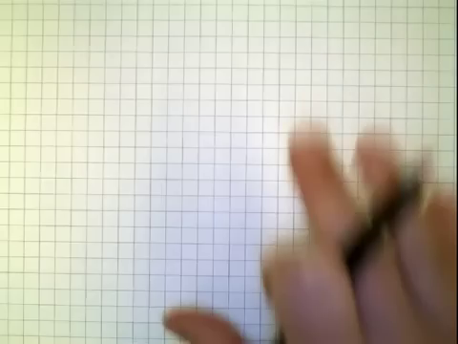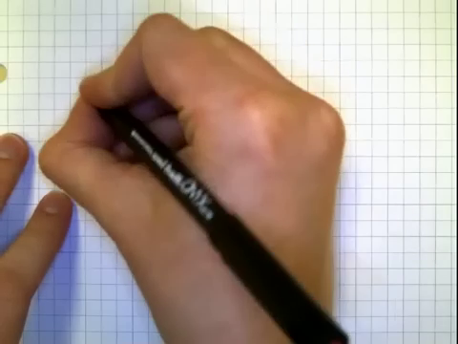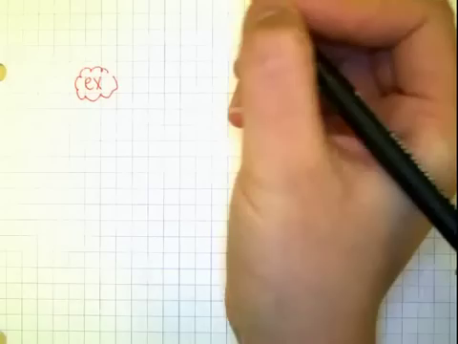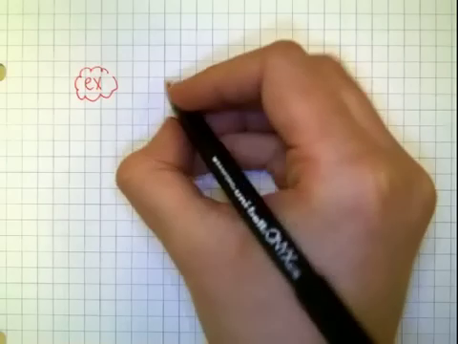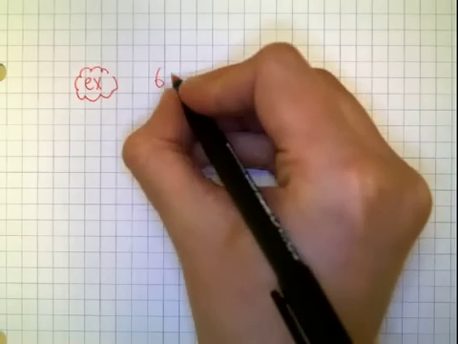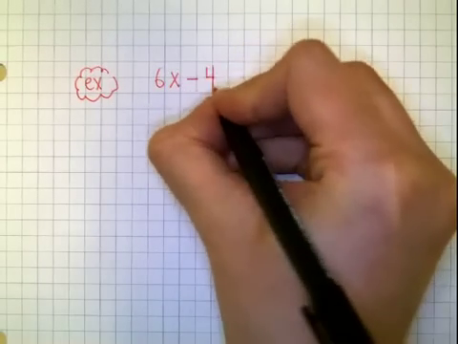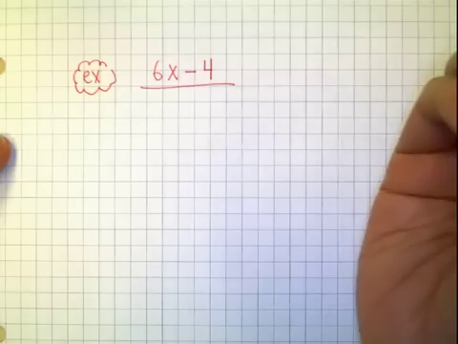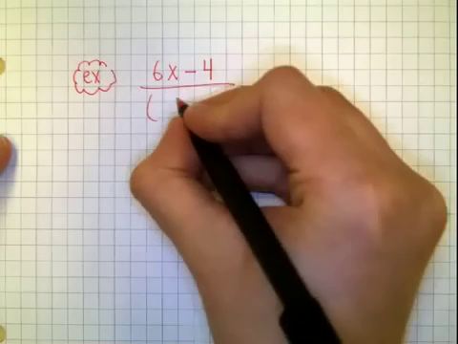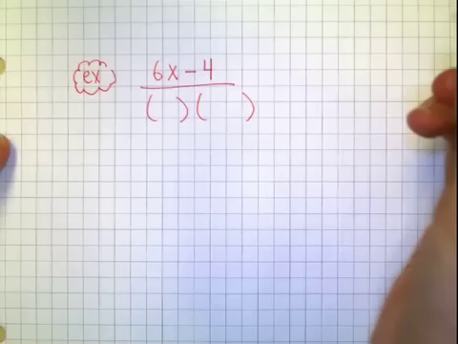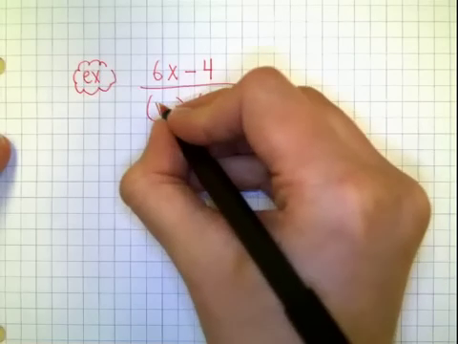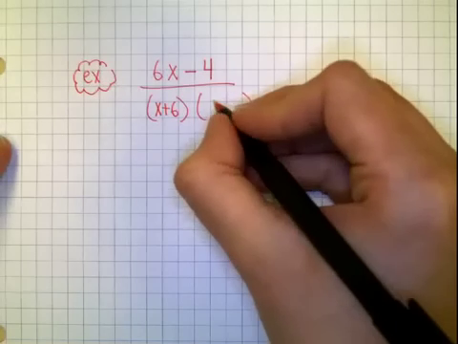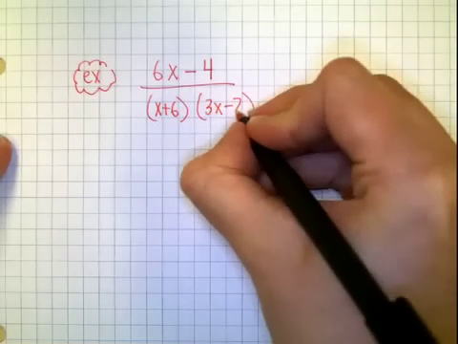So try one of these. Pause the video and give this a try. See if you can do this. I'm going to give you this one here. What if I gave you 6x minus 4 over, and I gave you on the bottom 2 parentheses, and inside these parentheses we have x plus 6 and maybe 3x minus 2.